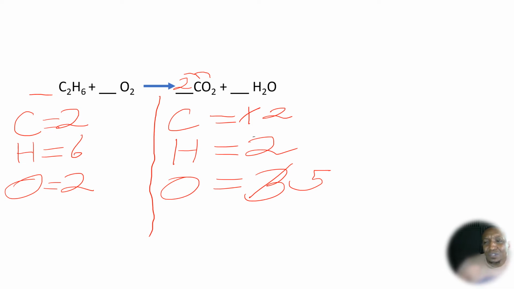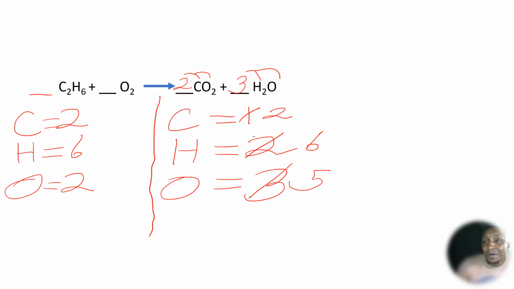And then now let's go ahead and take a look at this. I have 6 hydrogen on the left-hand side, and I have 2 hydrogen on the right-hand side. So I said, okay, well, let me try to put a 3 right here. So I put a 3 right here. It gets distributed to hydrogen and oxygen, and I cross this out. This ends up being 6.